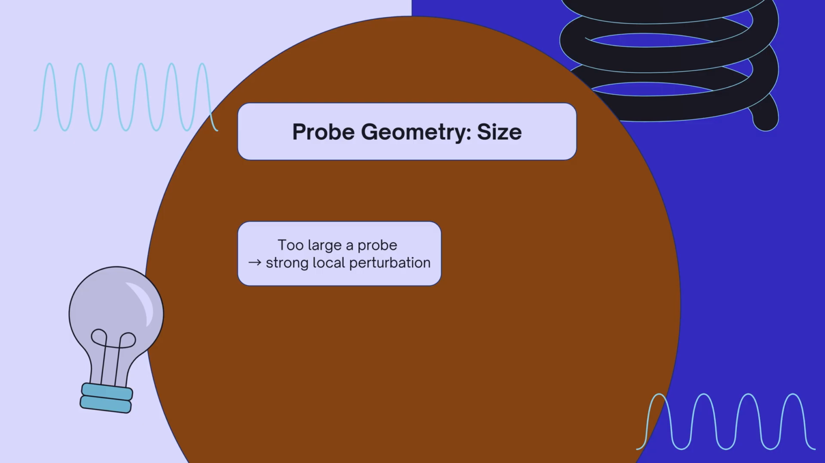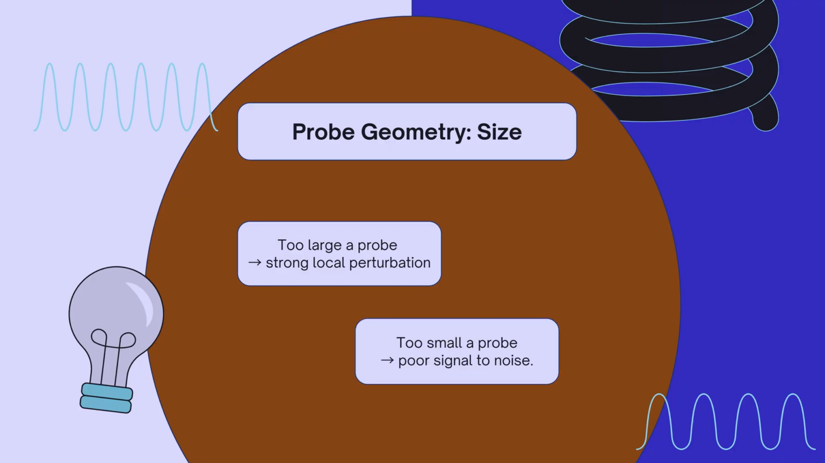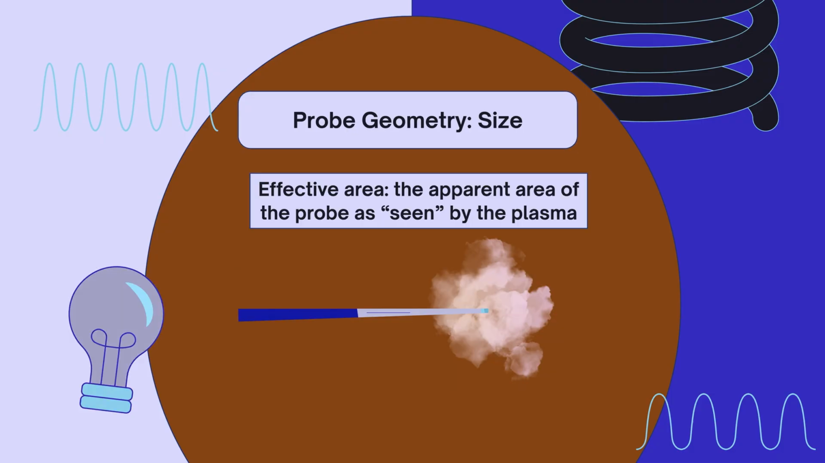On the other hand, since a probe collects current, its size is directly proportional to the measured signal level. So if the probe is too small, we will not measure a strong enough signal above the noise level. Note that these two points are applicable not only for electrostatic probes, but also magnetic and resonator probes I will talk about later. The next thing I want to talk about when discussing probe size is the effective collection area. That is, the apparent area of the probe as seen by the plasma.